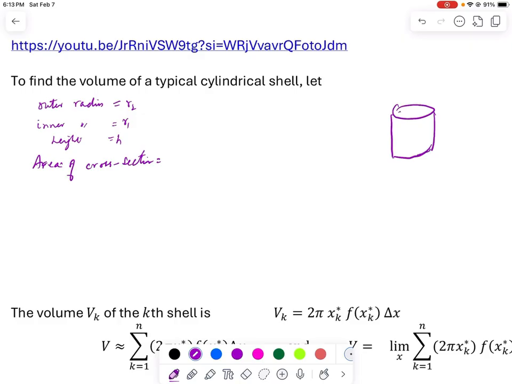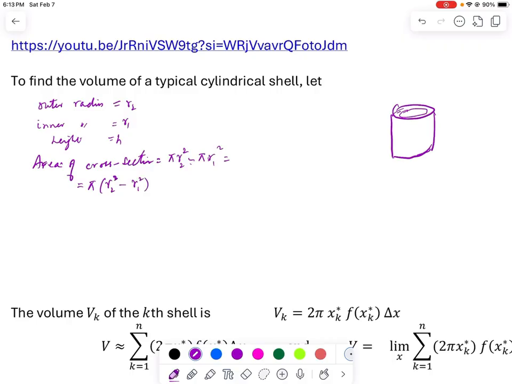So remember, in the center there is a hole. So the area of cross section will be the area of the outer circle minus the area of the inner circle. So pi R2 squared minus pi R1 squared. I can pull out the pi and I am left with R2 squared minus R1 squared.